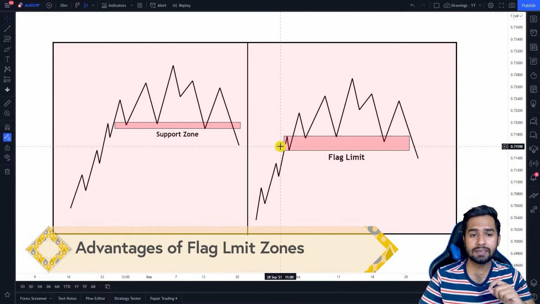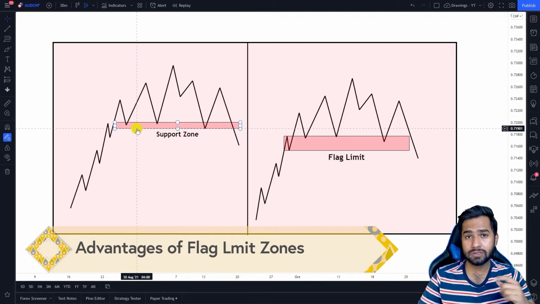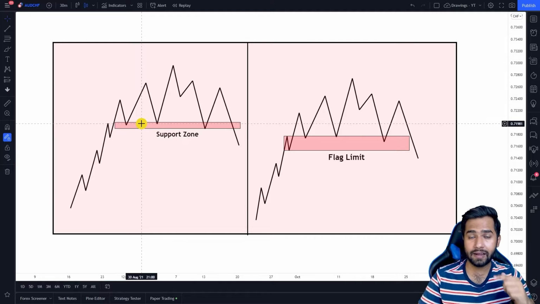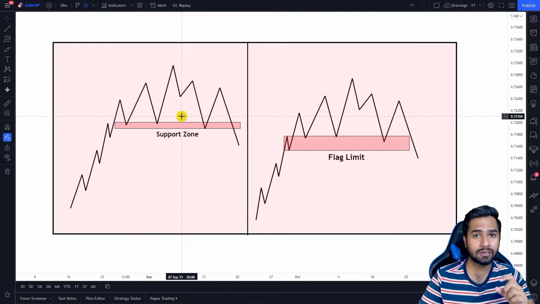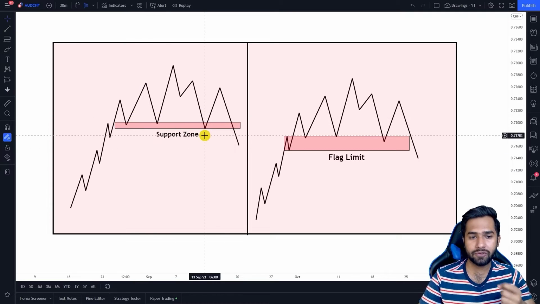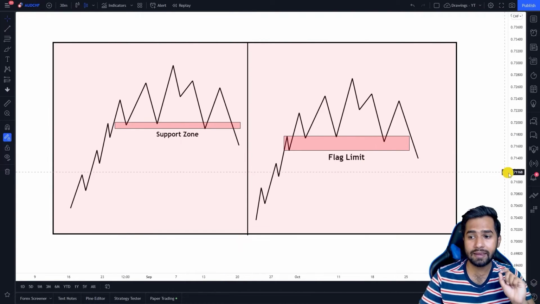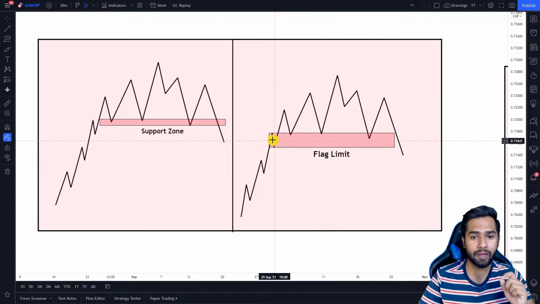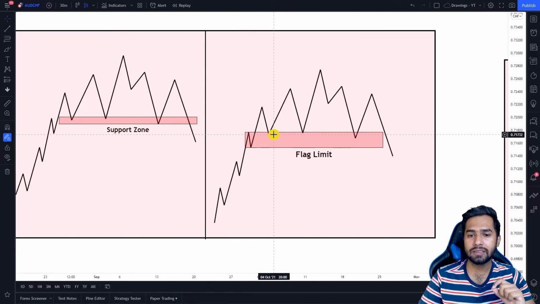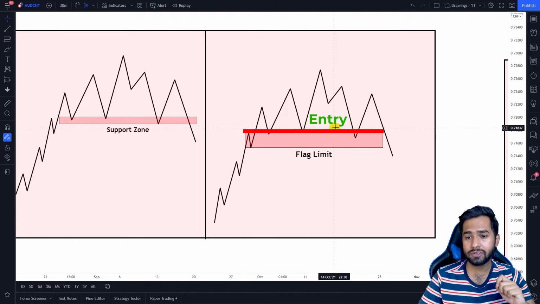The first thing is support zone or resistance zones don't give us any specific boundaries or key levels, or the exact levels that we should use while we're trading. They do not give us what should be our entry, what should be our stop loss. These are important things, because whenever you are going to take any trade, you need to know where you should put your entry and where you should put your stop loss. In case of support zone, we don't have those levels, but in case of a flag limit zone, we do have an entry point, which can be this zone, this high of this flag limit zone, in this case when the market is being held in the upward direction.